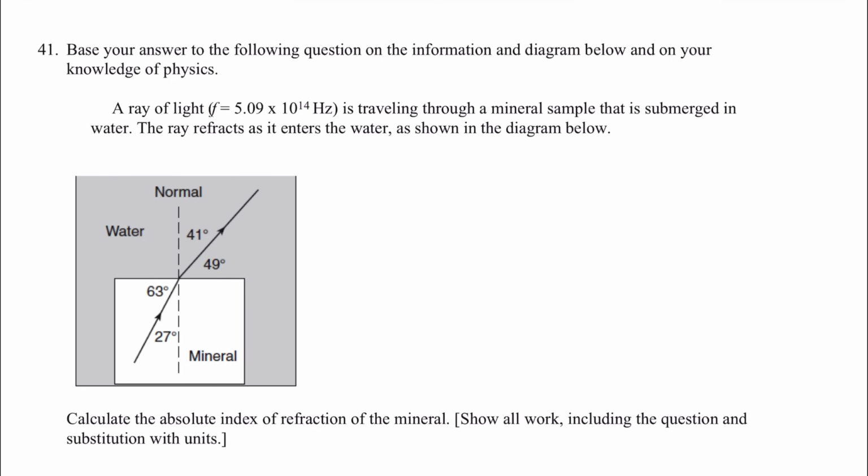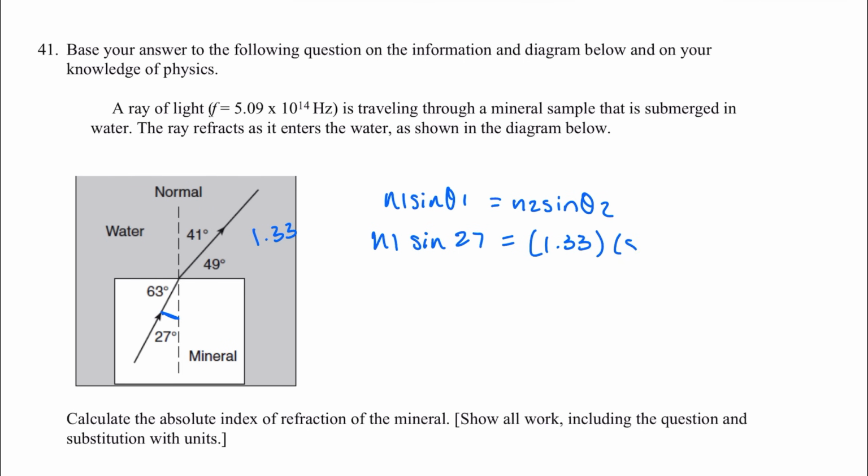We need to find the index of refraction of the mineral, and we can do this using the equation n1 sine theta 1 equals n2 sine theta 2. Remember, this is on your reference table. So we can just plug in. We need to solve for n1, but we know what sine theta 1 is. Sine theta 1 is going to be the first angle, so it's sine 27 equals n2. We know this because it's water, so 1.33, times sine theta 2. So sine 41.